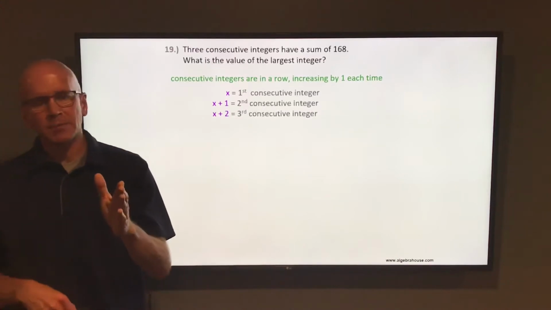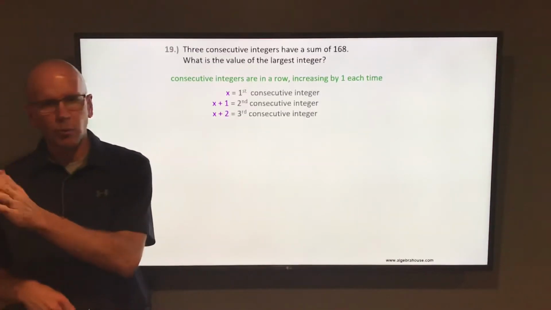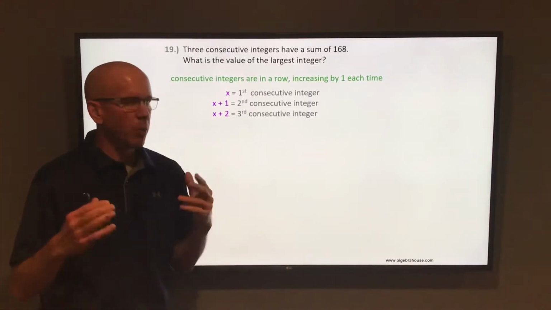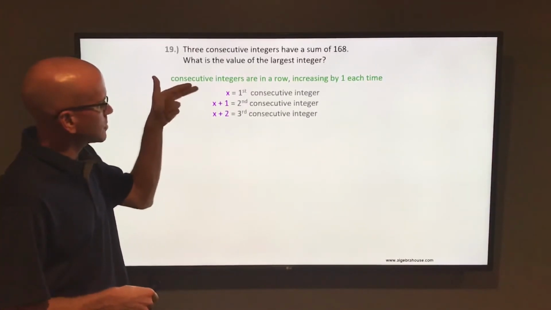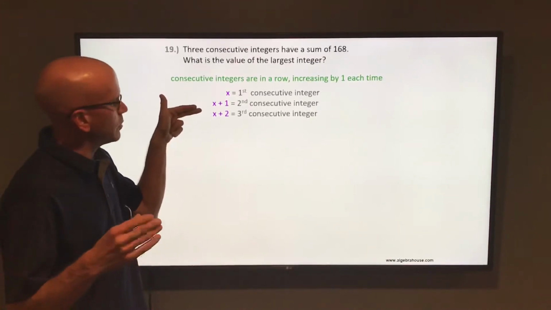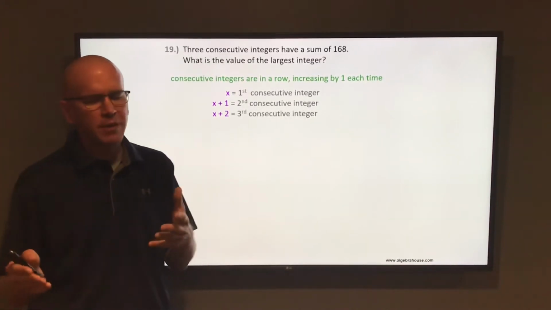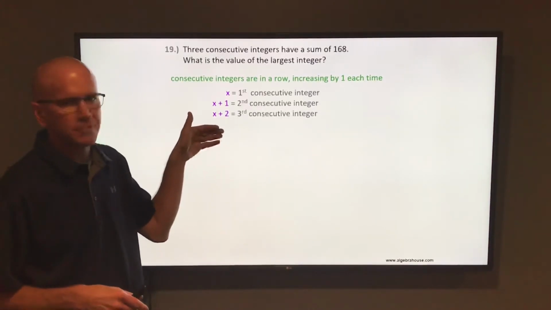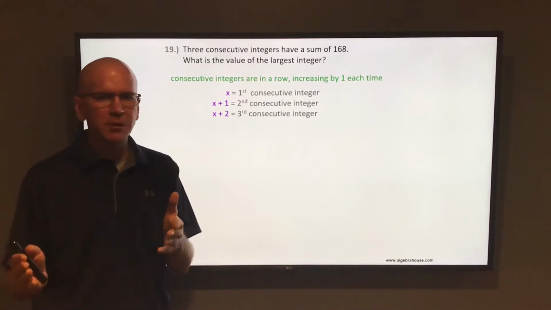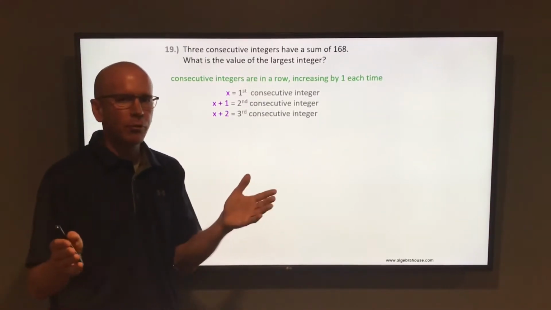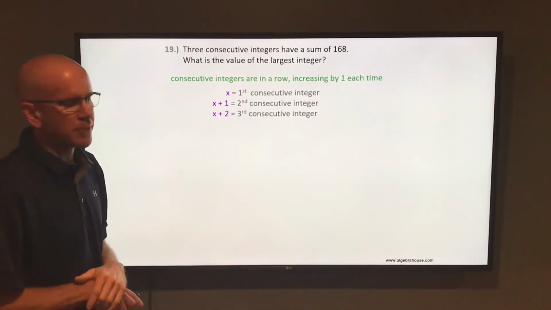Now, a lot of times the ACT or the SAT will throw at you consecutive even integers or consecutive odd integers. In both of those cases, the first one would be x, the second one would be x plus 2, and the third one would be x plus 4. Now you might be thinking, how can consecutive odd integers be x, x plus 2, and x plus 4? It's because they increase by 2 each time. Whether they're even or odd integers, both types are increasing by 2 each time.